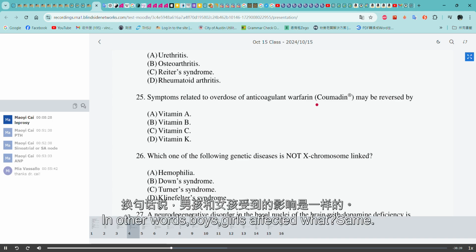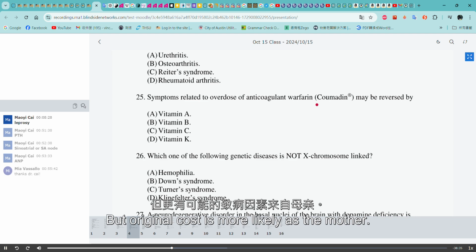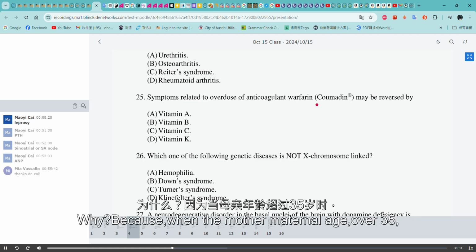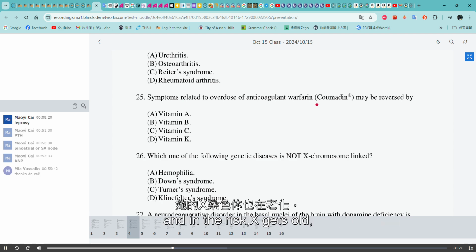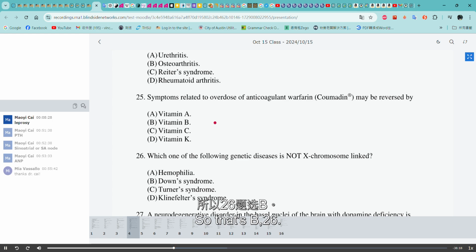In other words, boys and girls are affected the same. But the original cause is more likely the mother. Why? Because when the maternal age is over 35, the eggs get old, right? And they easily get mutated. So the incidence of Down syndrome goes higher. Okay. So that's B, 26.